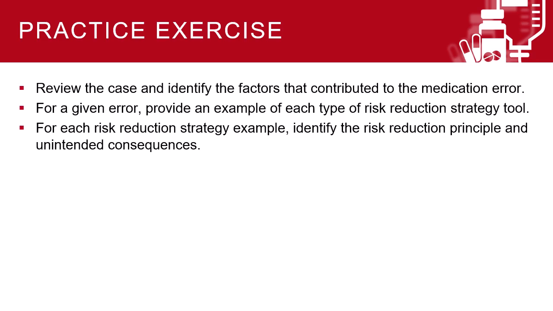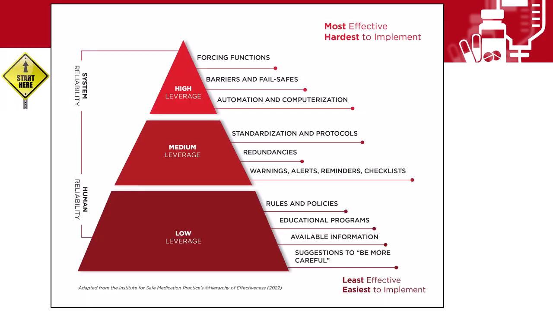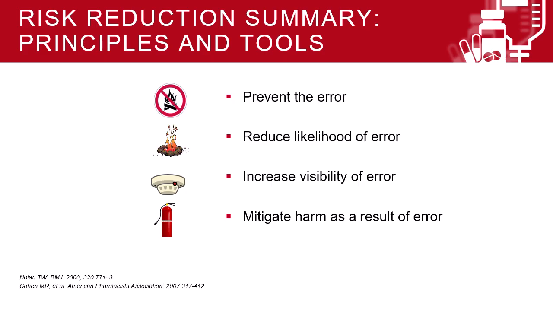Now we're going to jump into the practice exercise. Here is where you're going to review the case and identify the factors that contributed to the medication error. For this error, I'd like you to provide an example of each type of risk reduction strategy tool. And for each risk reduction strategy example that you come up with, please identify the risk reduction principle and unintended consequences. As a reminder and a reference, here is the hierarchy of effectiveness of risk reduction strategy tools. The slide on the 4 risk reduction principles has also been provided here as a reference.